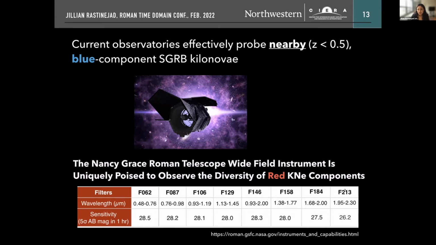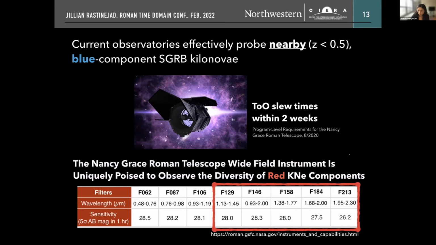This is showing the filters and the wavelength coverage that they have. And of course you can see these really incredible depths that Roman should be able to reach in imaging. Finally, I want to note that the TOO slew times, best I could find online, were that they promised within 2 weeks.